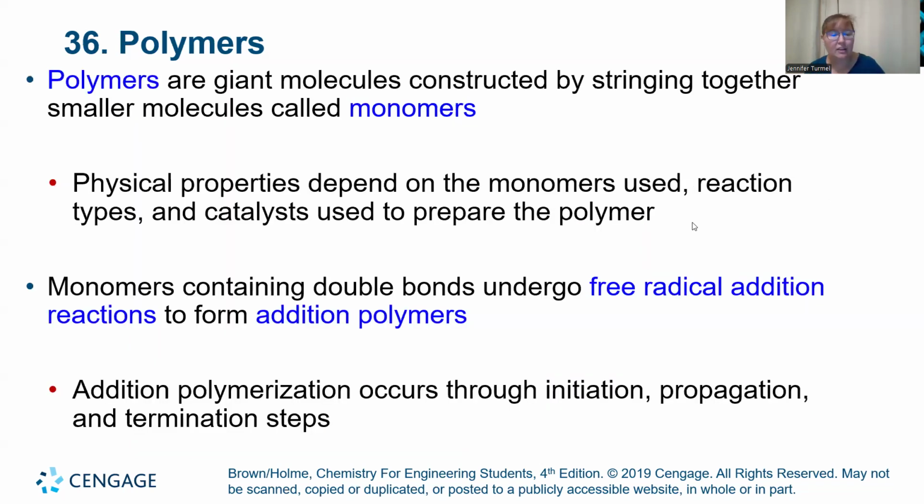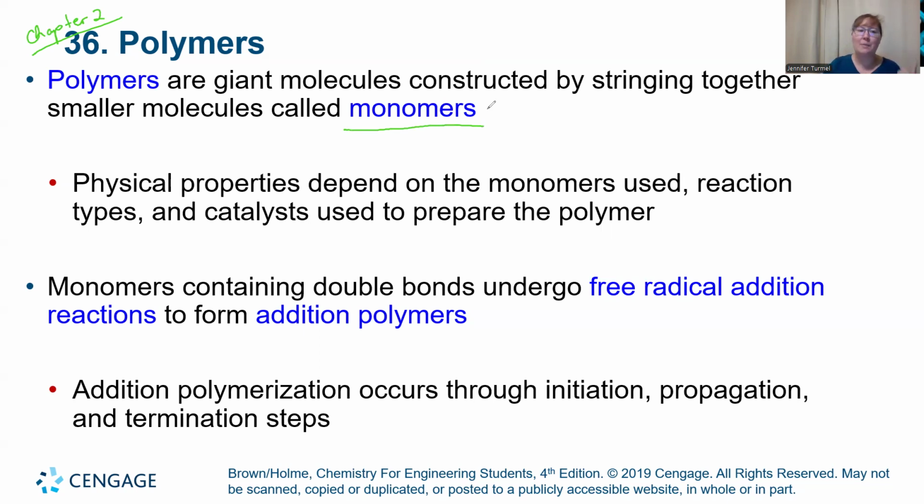All right, so now let's take a look at polymers. Now remember, you can review our polymers from chapter 2, I believe it was. So go back and look at your notes from chapter 2. That's where we worked through all of the steps of creating a polymer. But now we're just going to give those steps some names. So polymers are gigantic molecules constructed by stringing together smaller molecules called monomers.